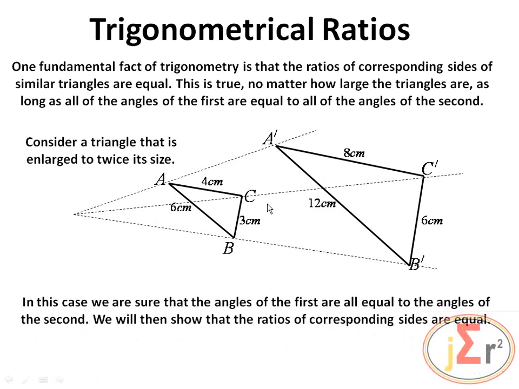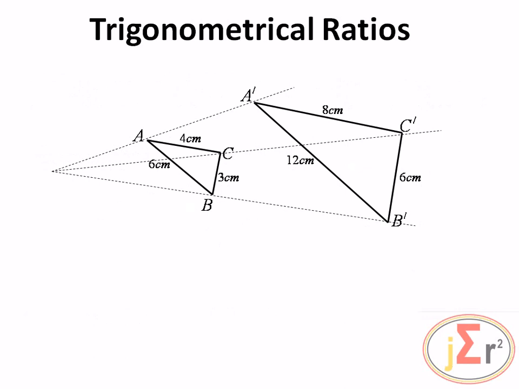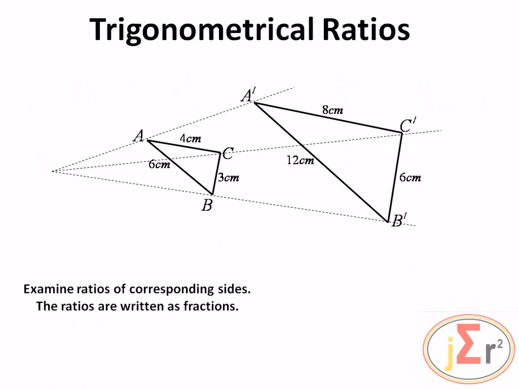In this case, we are sure that the angles of the first are equal to the angles of the second, because we have made sure of that by using one triangle as the enlargement of the other. We will then show that the ratios of corresponding sides are equal. So we are going to examine ratios of corresponding sides. The ratios are written as fractions, of course.